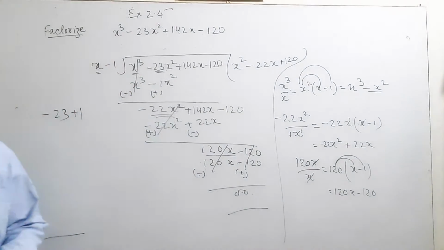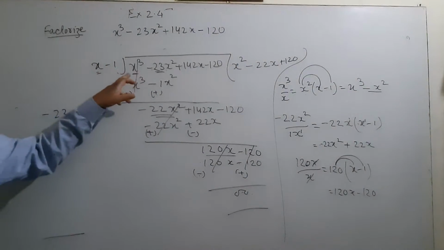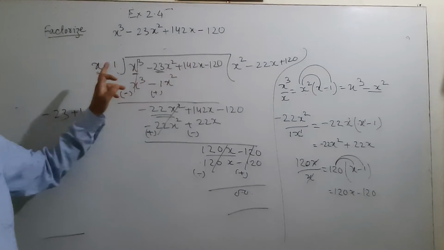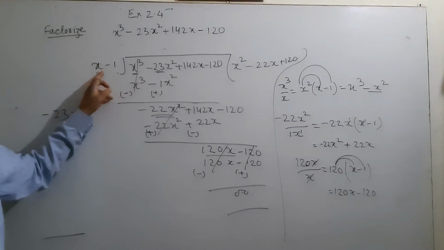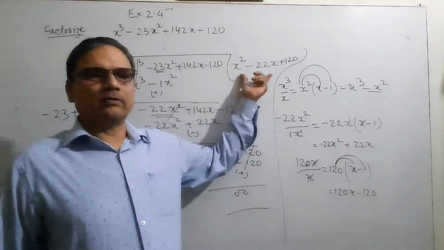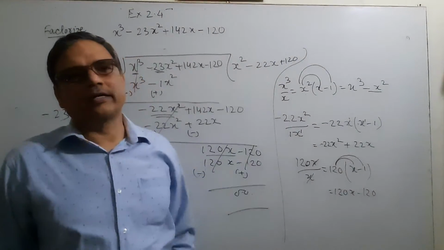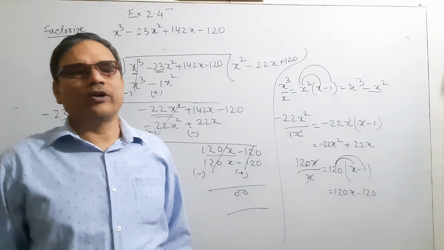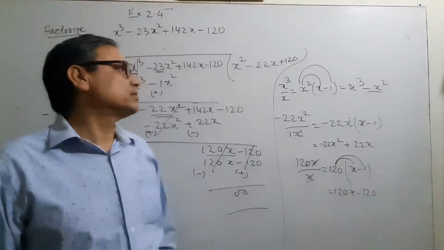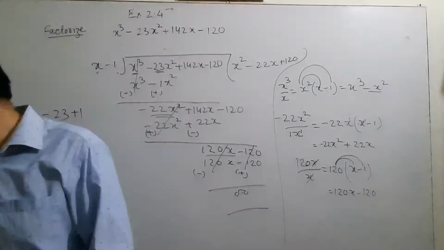But we have to make the factors. And now, this dividend is equal to divisor, x minus 1, multiplied by the quotient. It means we have to factor x square minus 22x plus 120.